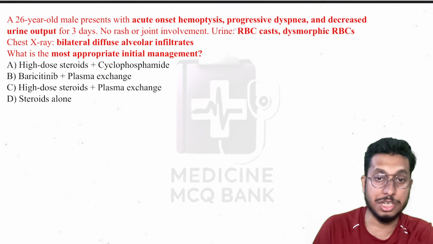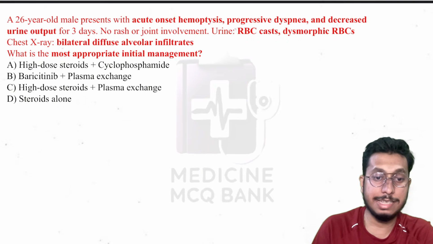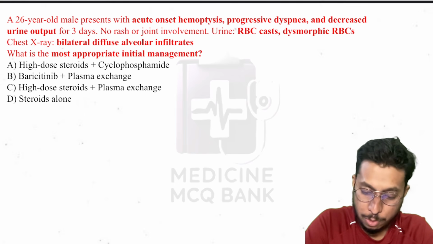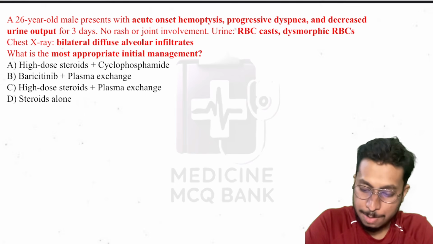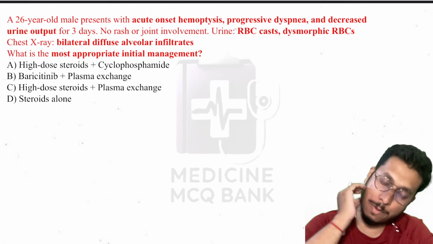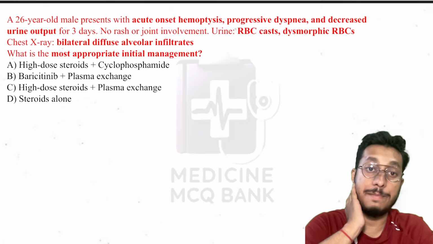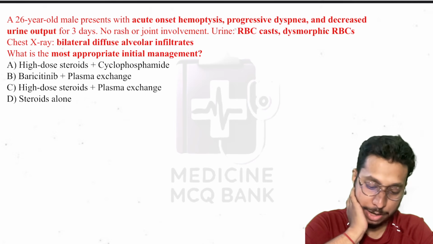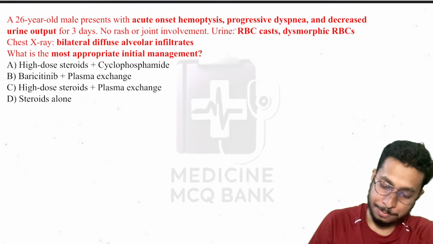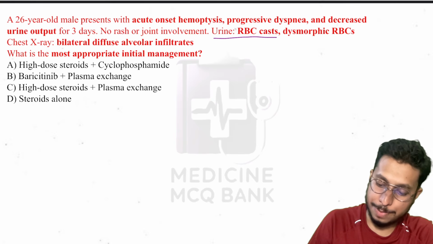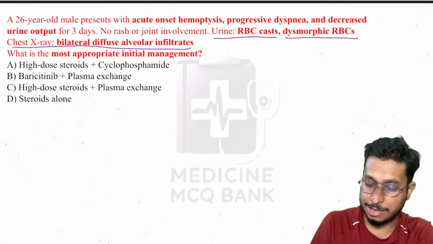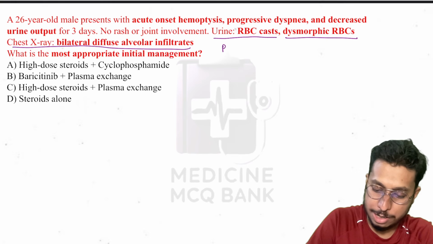Now coming to the next question. What is said here? A 26-year-old male presents with acute onset hemoptysis, progressive dyspnea, and decreased urine output for 3 days. So there are symptoms of the pulmonary system as well as the renal system accompanying together. There is no rash or joint involvement. In urine, RBC casts and dysmorphic RBCs are present, and chest X-ray suggests bilateral diffuse alveolar infiltrates. So it is a case of pulmonary-renal syndrome.